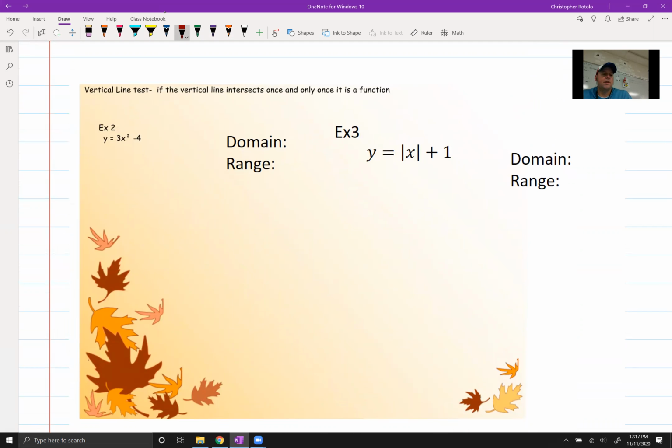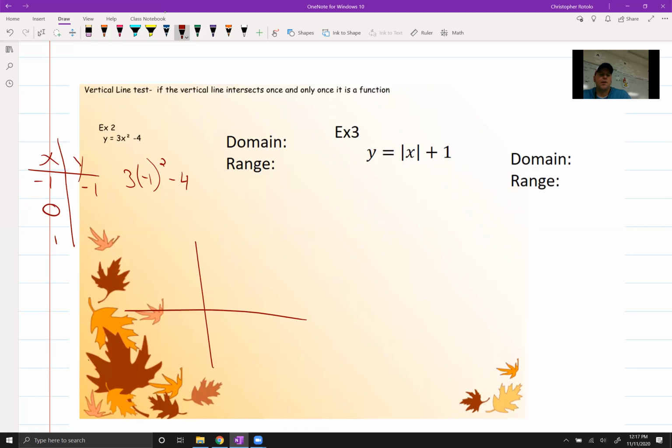All right, so let's plug in -1, 0, and 1 for my x values and see what we get. So what's -1 squared minus 4? -1 squared is still 1. So that's 3 minus 4, it's -1. I'm going to go ahead and put that on the graph as well. So -1 gives me -1. Let's plug in 0. 0 squared is 0. 0 times 3 is 0. Minus 4 is -4. All right, we got that one.